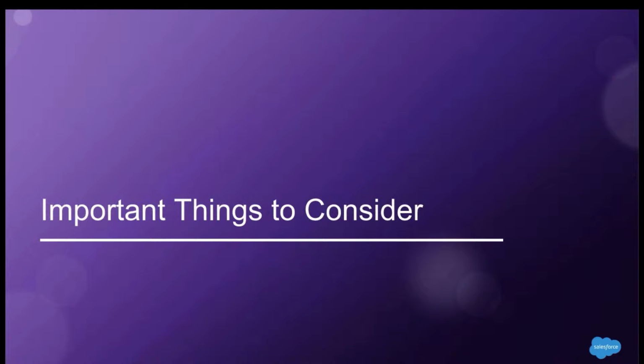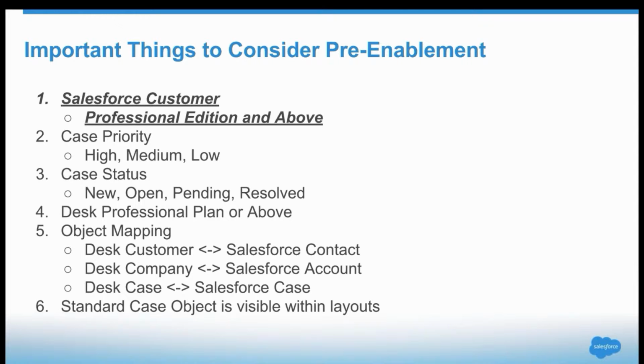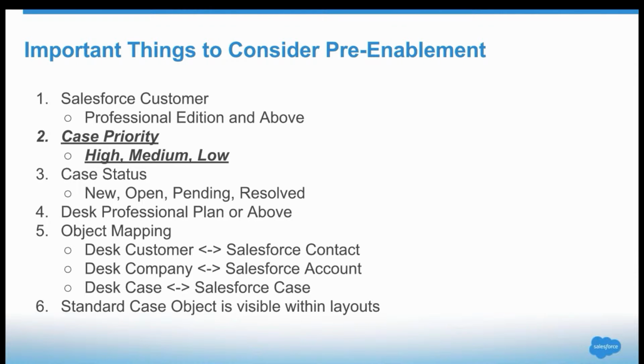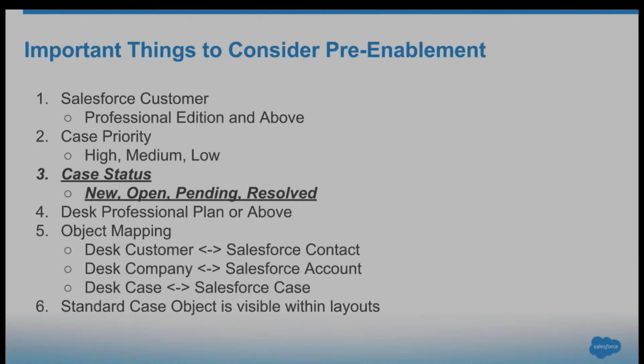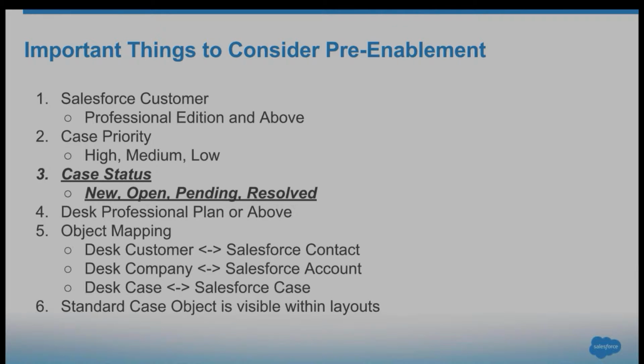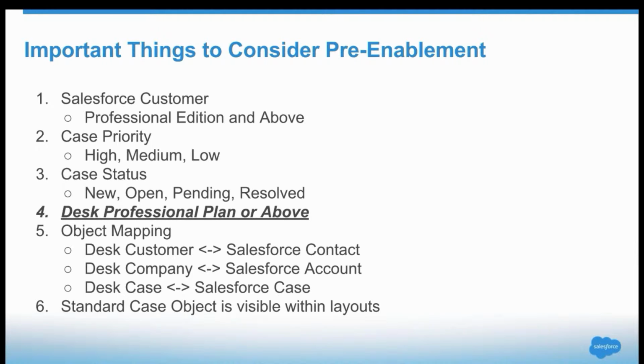So here are the important things to consider before we go ahead and enable Desk Connect. So things to consider pre-enablement. You need to have professional edition or above. You need to be on the professional plan or above if you want Desk Connect enabled. In your Salesforce org, you need to have the case priorities set as high, medium, and low so that when you sync with Desk, it's easier for Desk priorities to be mapped together. Your case statuses need to be new, open, pending, and resolved. Your Desk subscription needs to be professional plan or above.